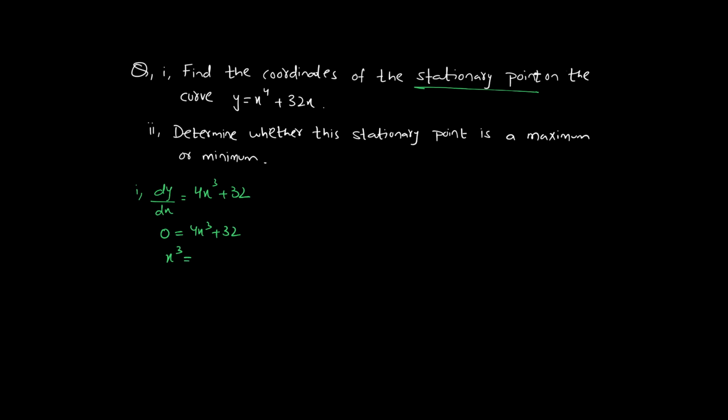So from here you get x cubed as minus 8, and the cube root of negative 8 would be minus 2. So the x coordinate of the stationary point is minus 2. In order to find the y coordinate, you will place the x coordinate back in the original equation, and the value of y comes out to be minus 48. You just have to place x as minus 2 in this equation.